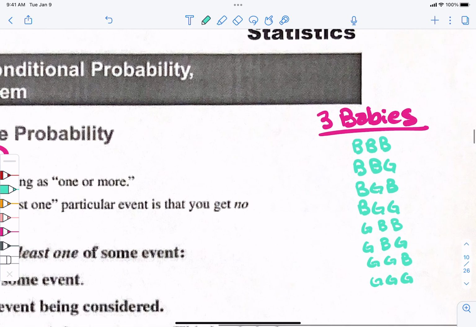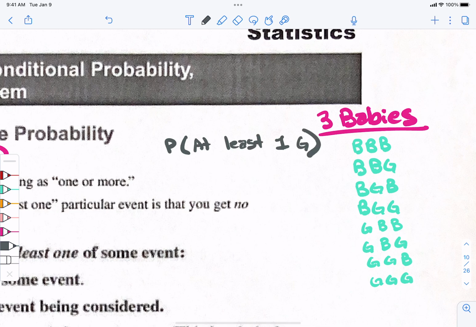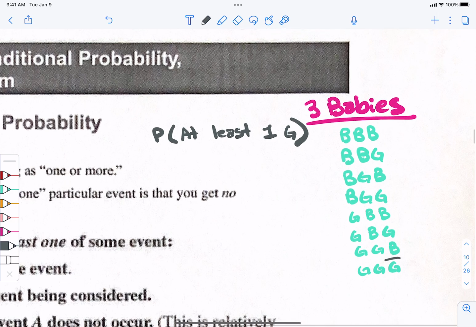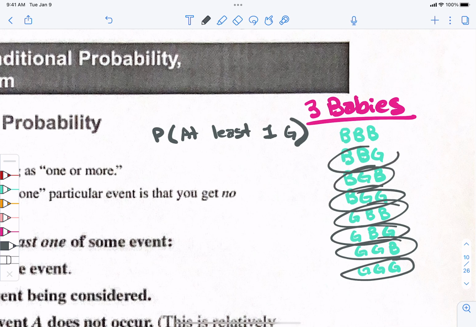Let's say that I am interested in finding the probability of at least 1 girl, okay? The probability of me having 3 babies and getting at least 1 girl. You see that "at least" and you're going to go, at least 1? Because there's a lot of combinations that could be at least 1 girl. Like, for example, this is at least 1 girl. This is at least 1 girl, and so on. So 7 out of 8.